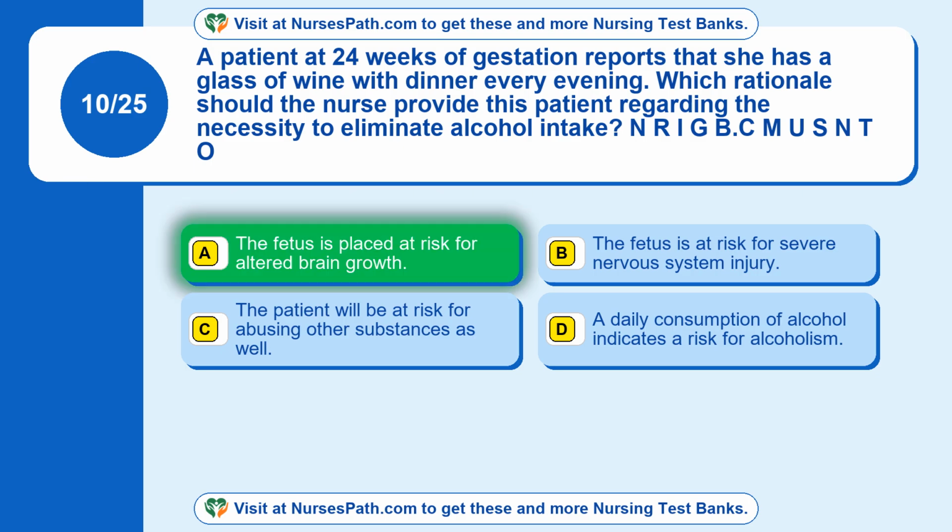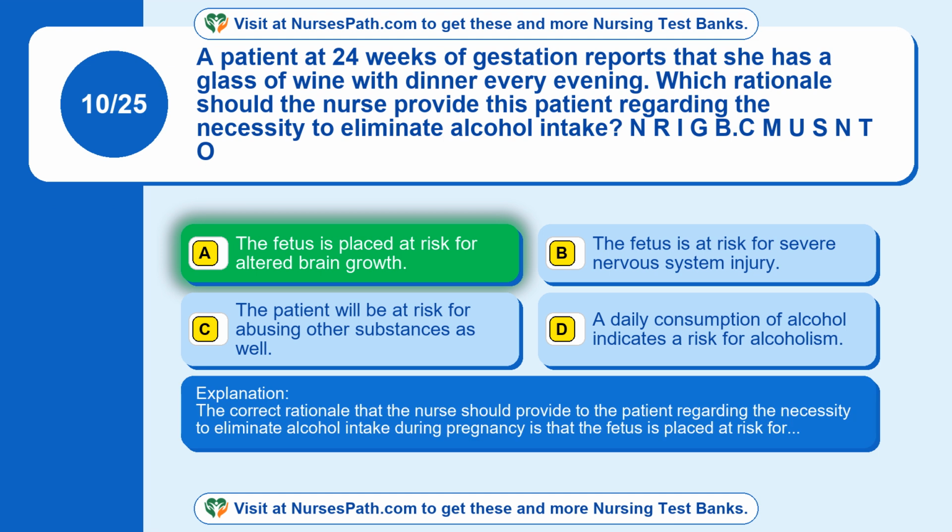The correct answer is option A. The fetus is placed at risk for altered brain growth. The correct rationale that the nurse should provide to the patient regarding the necessity to eliminate alcohol intake during pregnancy is that the fetus is placed at risk for altered brain growth.